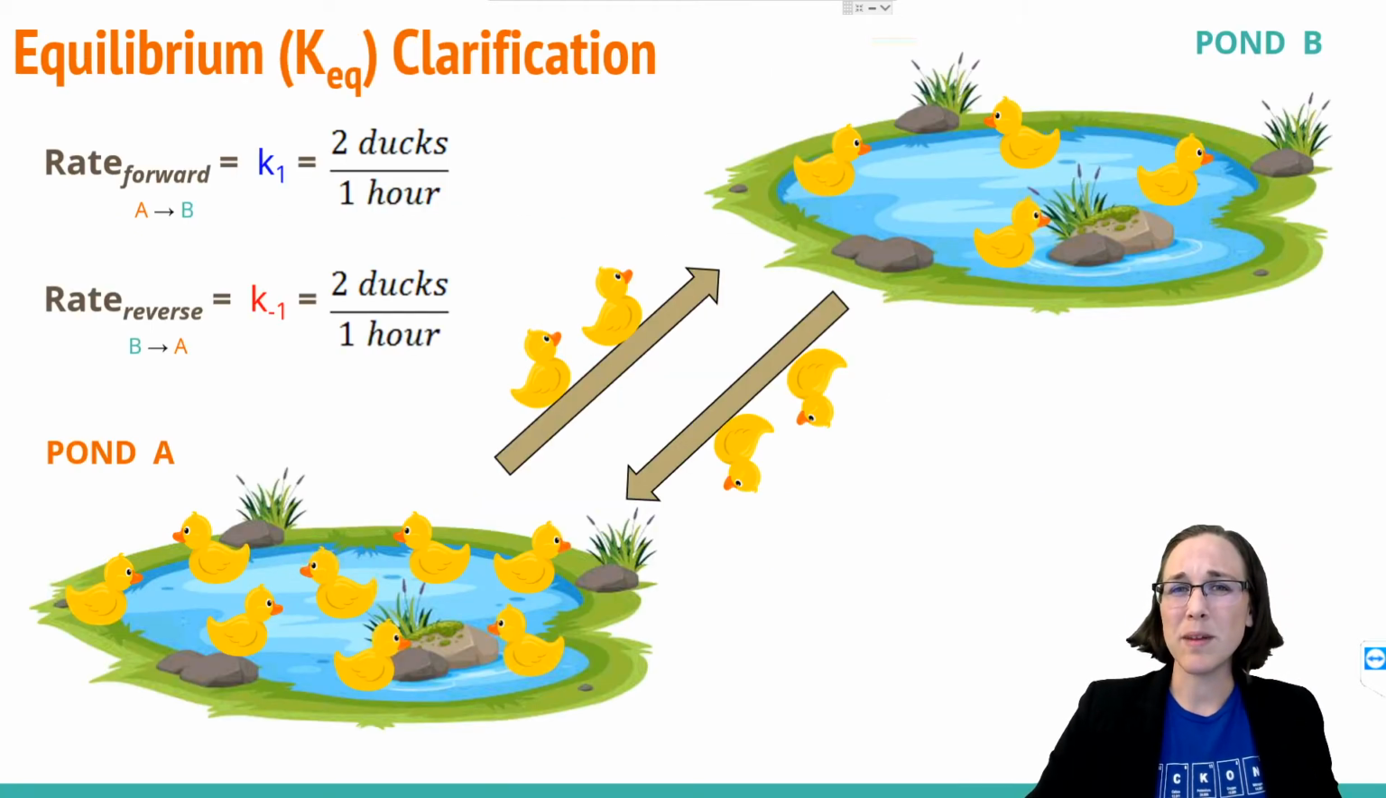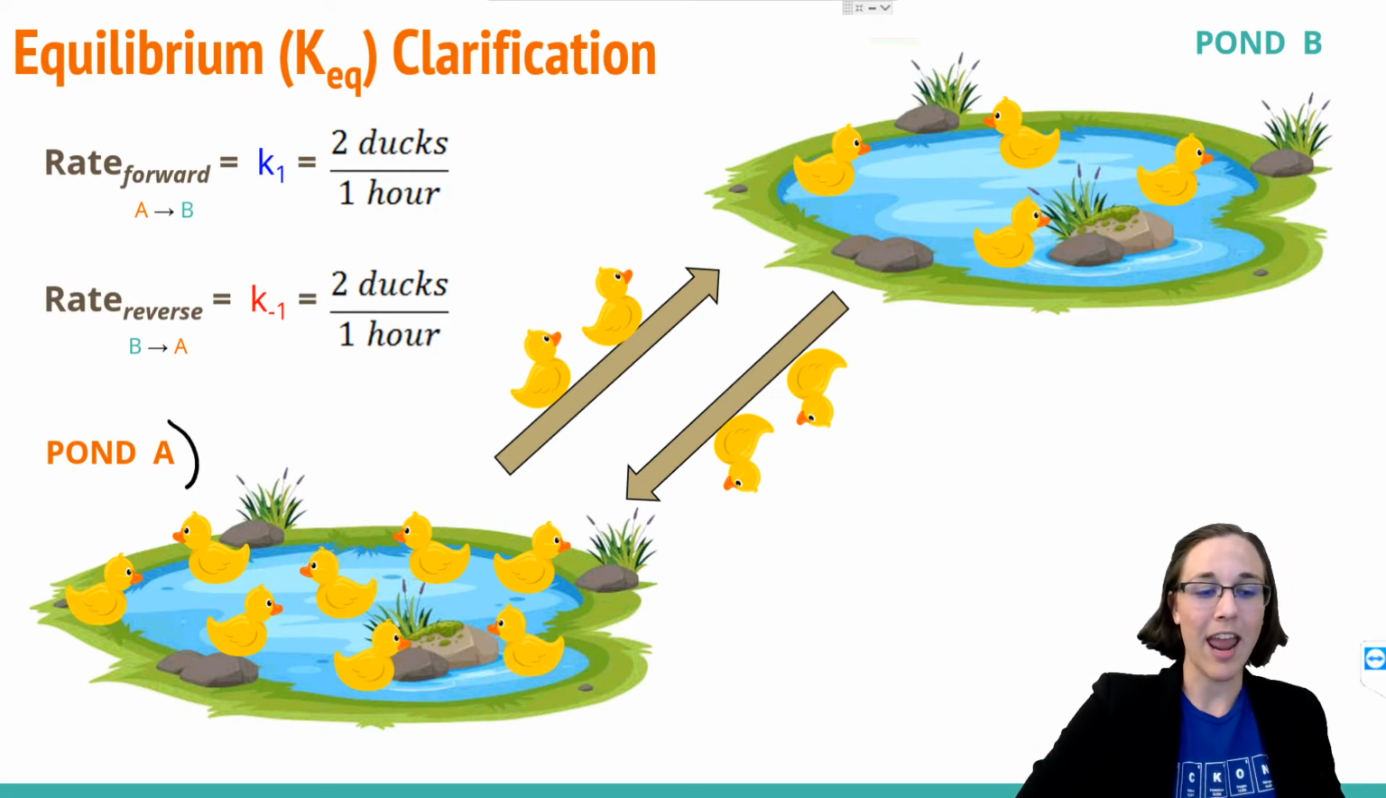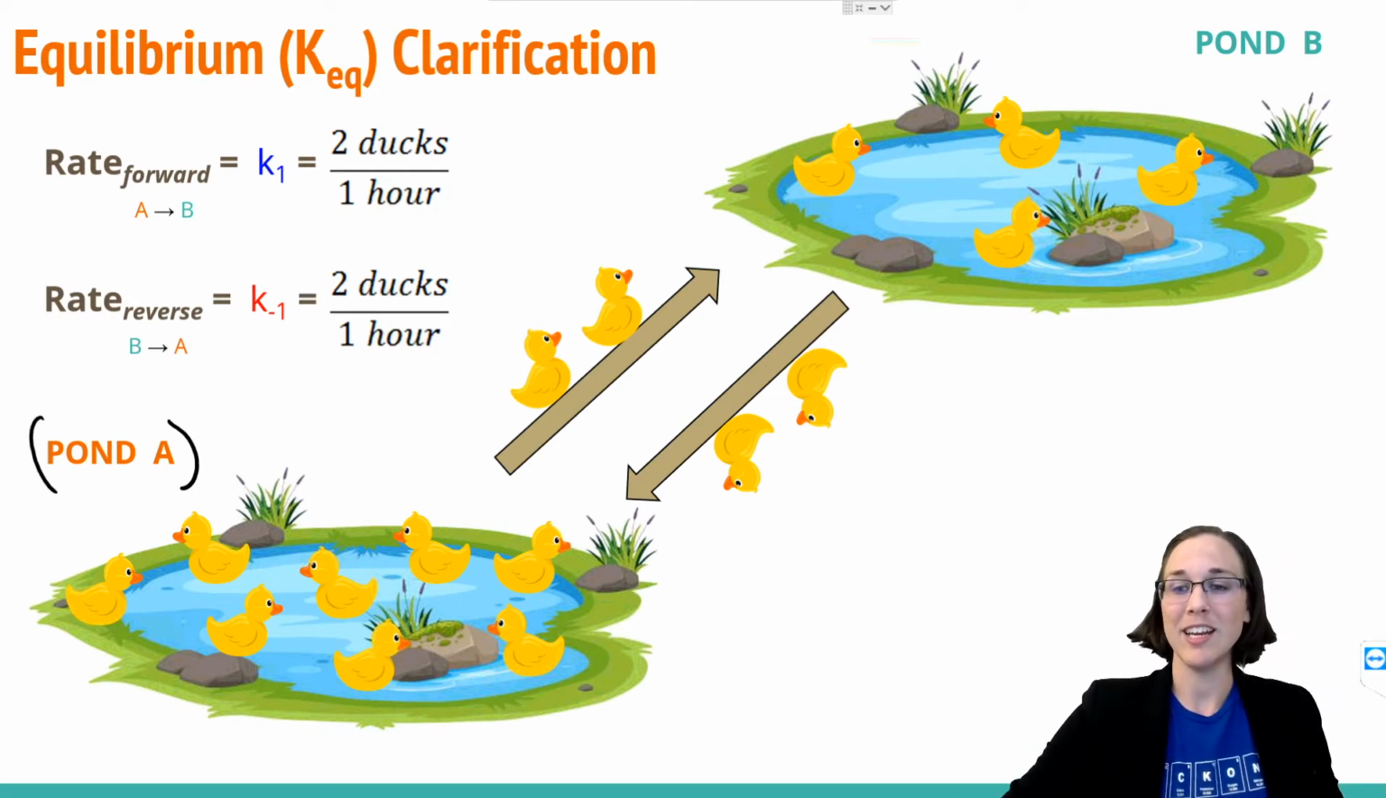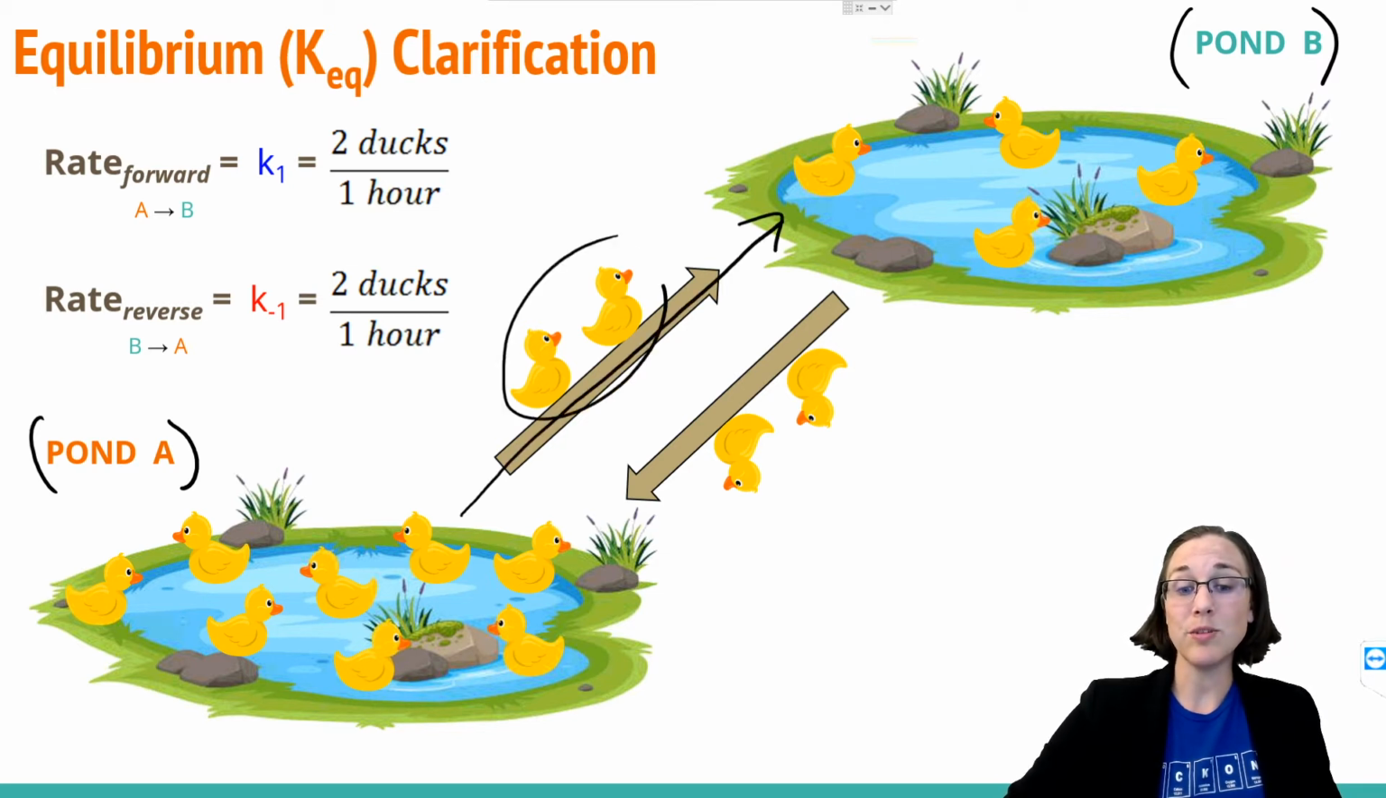I know that that's a little bit of a difficult concept to wrap your head around, so here is a little bit of a silly analogy to represent this. Let's say that pond A is our A from the previous chemical reaction, and pond B is our B from the previous chemical reaction example. We know that to go from pond A to pond B, we've got 2 ducks waddling their way on over per hour.